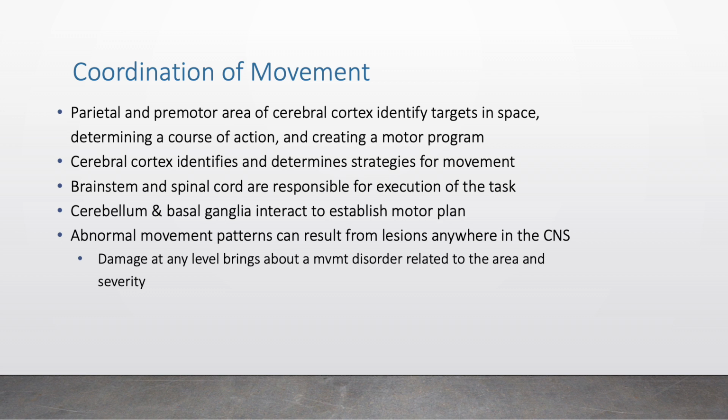Dysmetria is the inability to accurately judge distances, leading to overshooting or undershooting of targets. Intention tremors are tremors that occur during voluntary movements, worsening as the limb approaches its target.